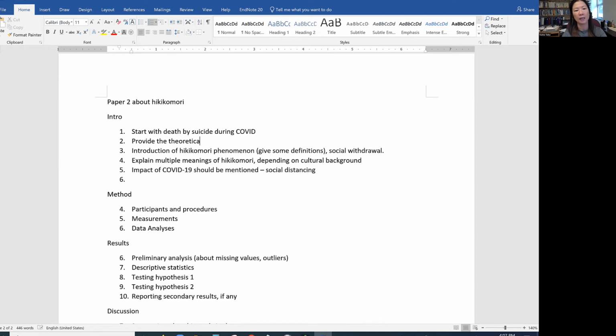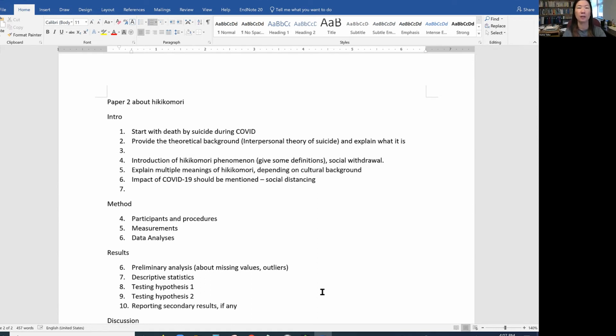theoretical background. I guess it's really similar to the outlines that I already provided in the paper one. I want to start with some kind of real life and then give the theoretical background. I think that's probably my pattern. So I'll provide the theoretical background, the interpersonal theory of suicide, and explain what it is.